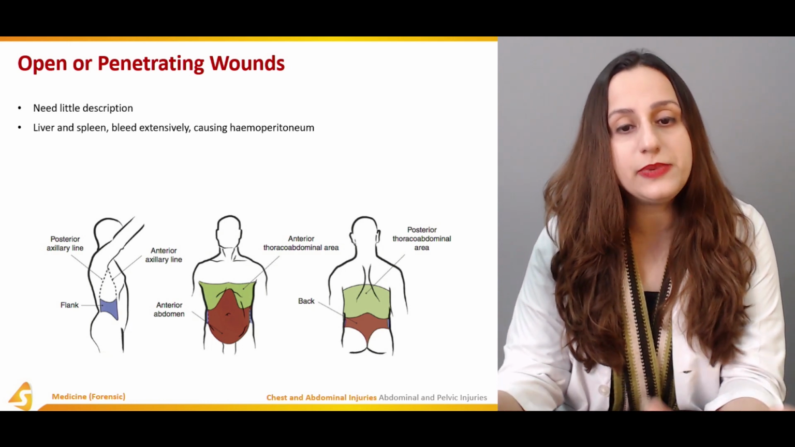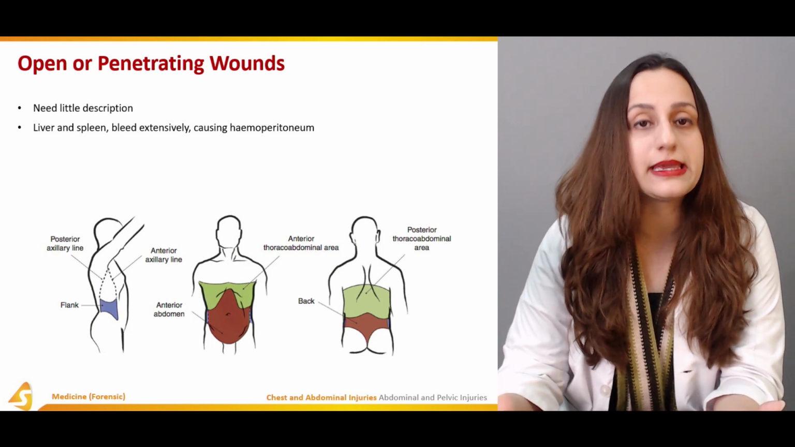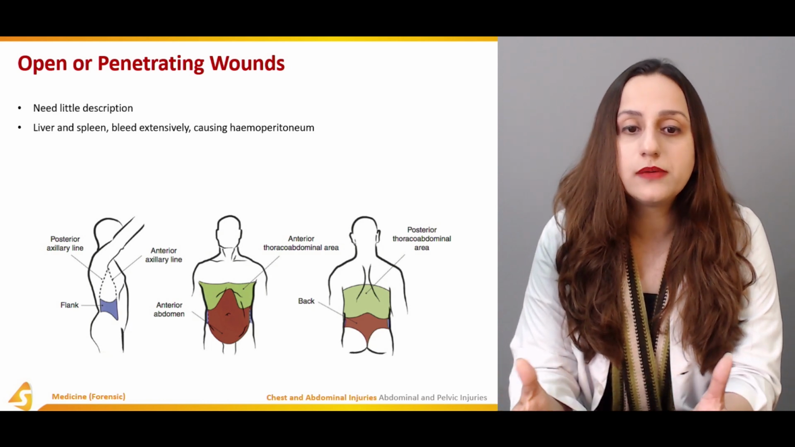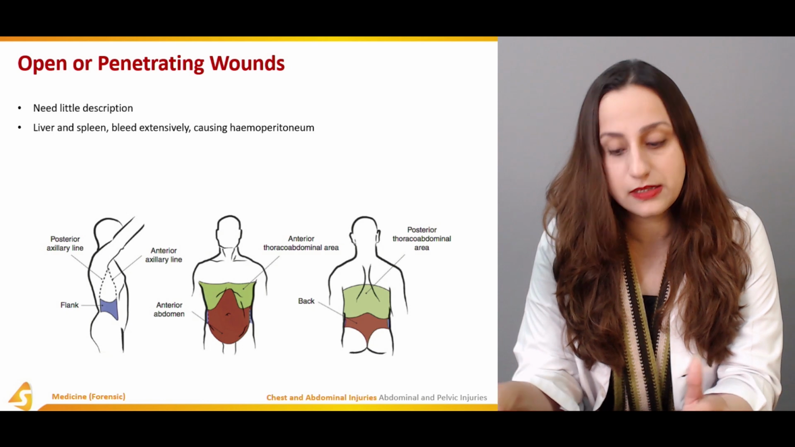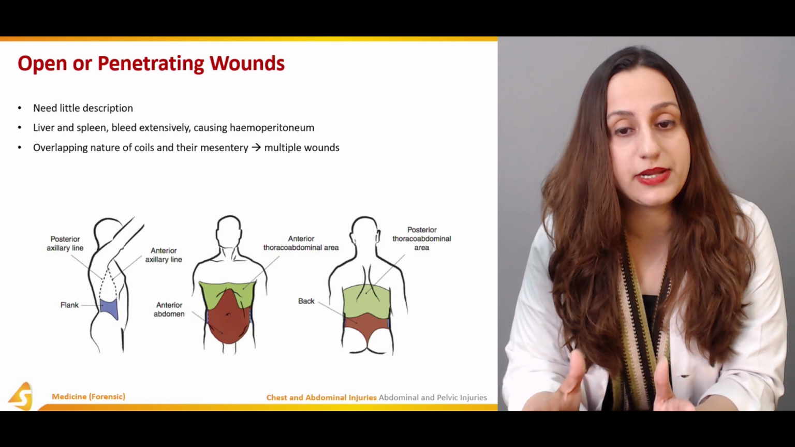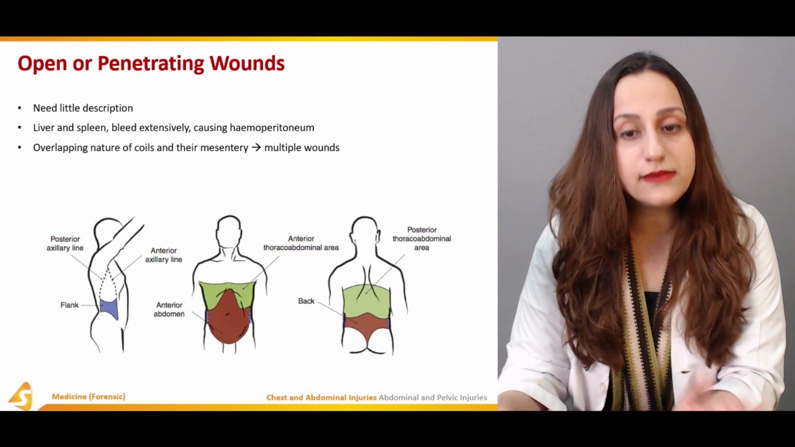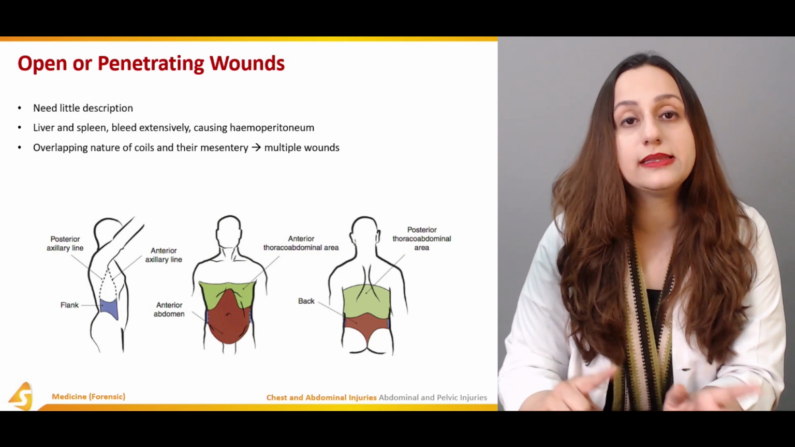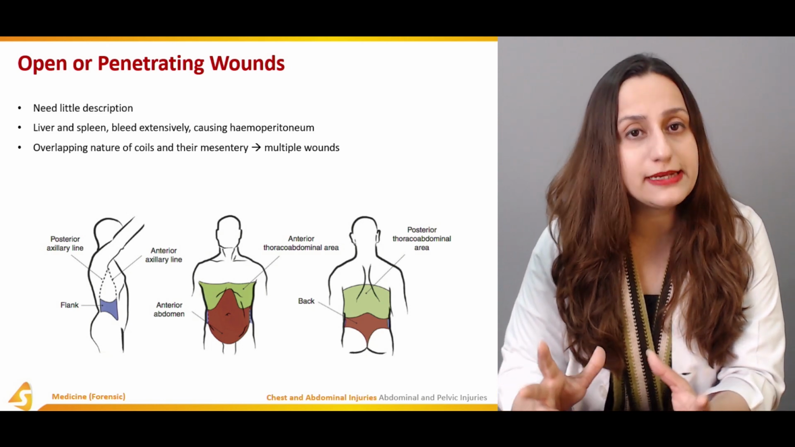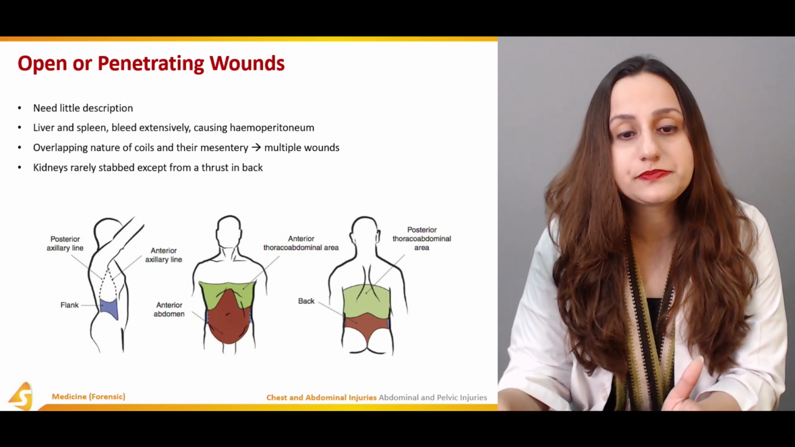The liver and the spleen bleed extensively, causing hemoperitoneum. Hemoperitoneum is the collection of blood in the peritoneal cavity. So the liver and spleen are part of these abdominal structures that can be damaged, with blood present in the peritoneal cavity. The overlapping nature of the coils and their mesentery occurs only in the presence of multiple wounds. If there are multiple stab wounds or multiple firearm wounds in the abdomen, it can result in damage to the mesentery and its coils.